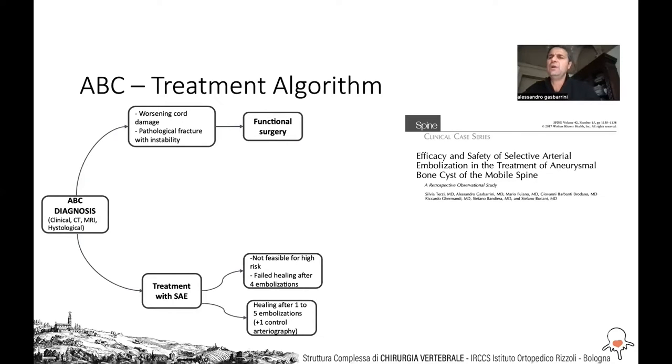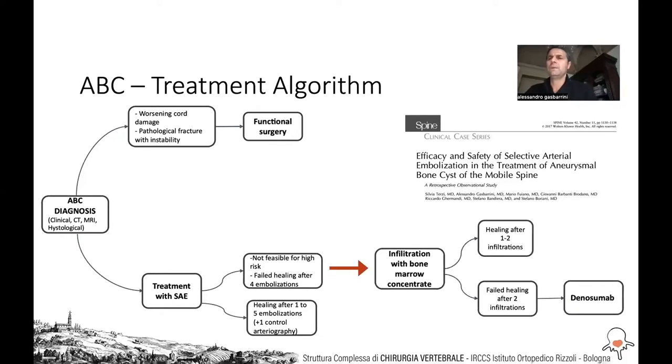If healing is not achieved after 4 embolizations, then infiltration with bone marrow concentrate should be attempted. Healing is expected after 1 or 2 infiltrations. If not, treatment with denosumab should be started. At the end, denosumab is off-label, but if you have no other choice, you can use it.